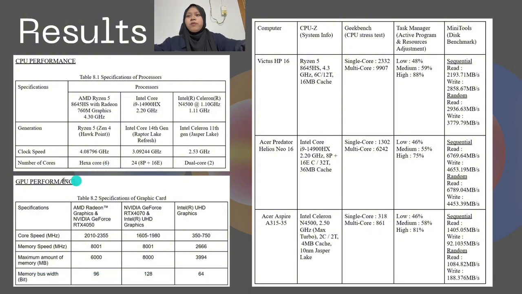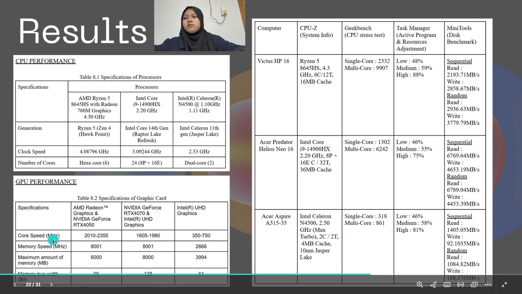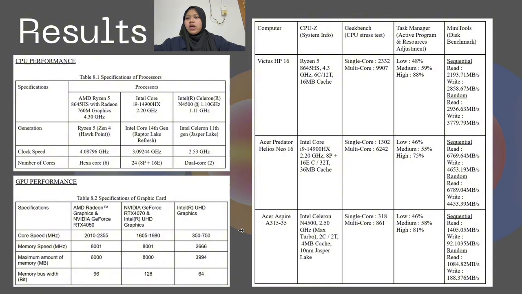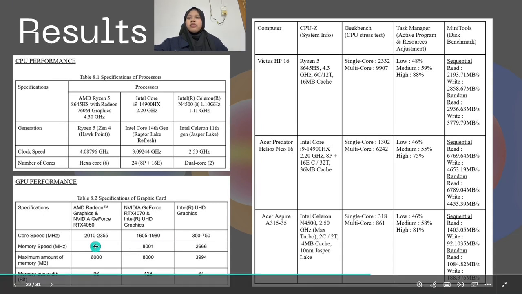Okay, next is GPU performance. The GPU performance has specifications, which are core speed, memory speed, maximum amount of memory, and memory bus width. For the first computer, we have 2010 to 2355 megahertz, and then the second one is 1605 to 1980. The third one is 350 to 750, which is quite low. And for the core speed between these three, computer 1 is the highest one.